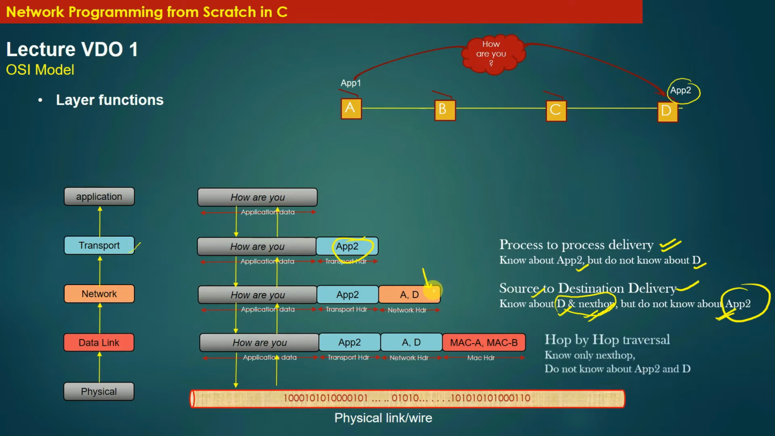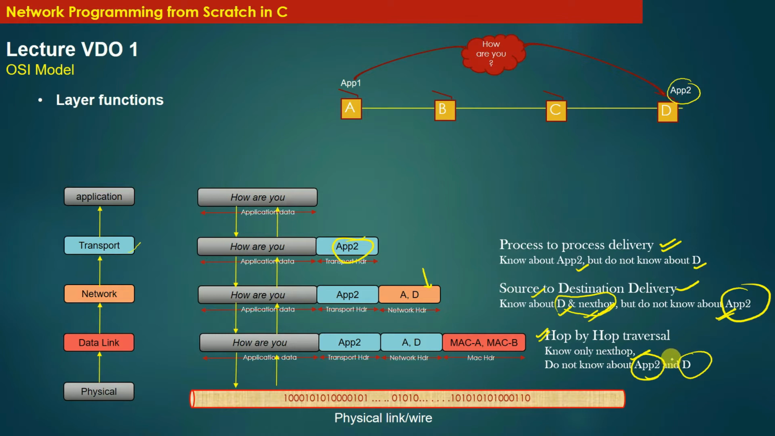So you can see that in the network layer header, we encode only the source machine and destination machine identity. And next comes the data link layer, which is responsible for hop by hop traversal of a packet. The data link layer knows only the information about the next hop. It does not know anything about the receiving or sending process, that is app 2 or app 1, and it does not know where the packet is eventually destined for.